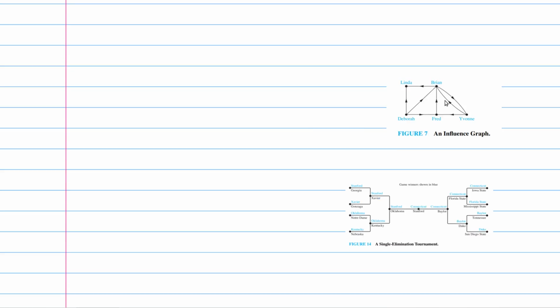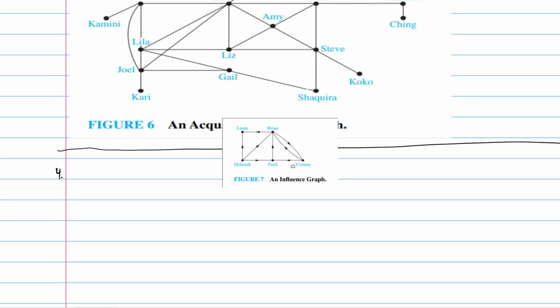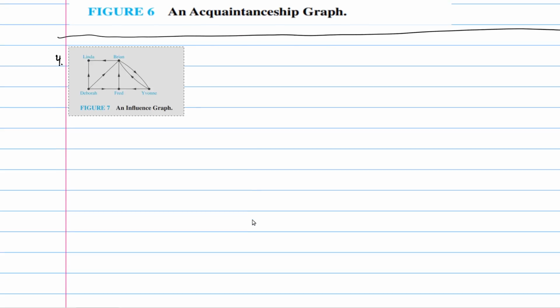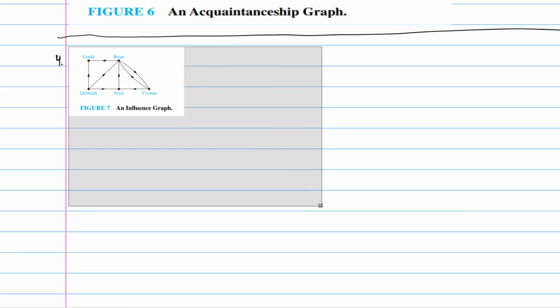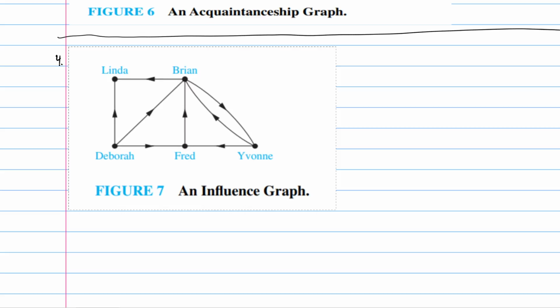So there's not much to say about these. It's just a matter of taking a look at them. Here's an influence graph, I should say. The idea is that this is an acquaintance graph kicked up a notch, right? So this is not just people that know each other or are acquainted with each other, but now they influence one another.